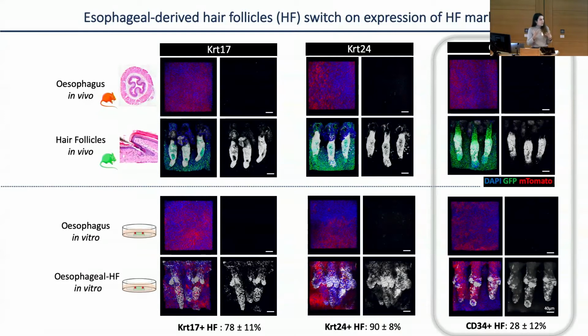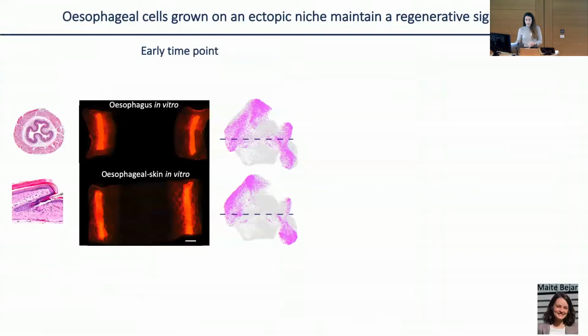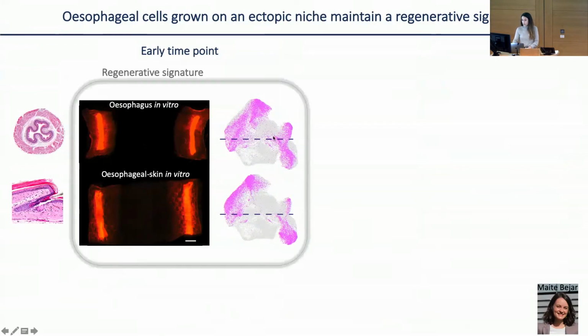what was either favoring or preventing lineage conversion, we turned to single-cell RNA sequencing of cells grown on the stroma of either tissue, the esophagus or the skin. And to have a temporal overview of the process, we looked at two different time points. We found that at the early time point, both cell types shared a very similar transcriptional signature that was characterized by a strong regenerative profile.